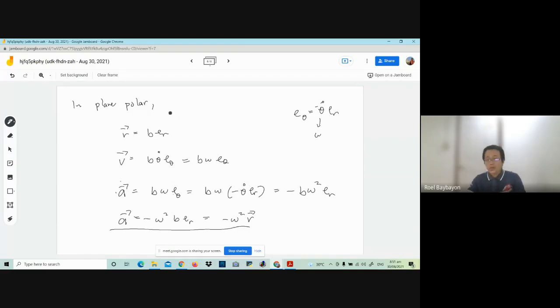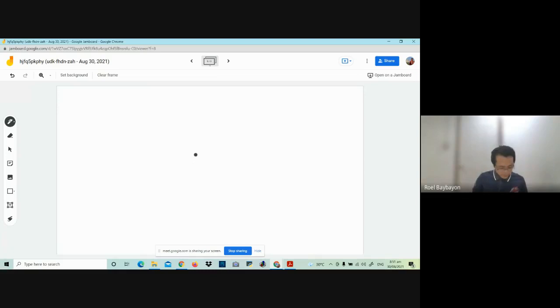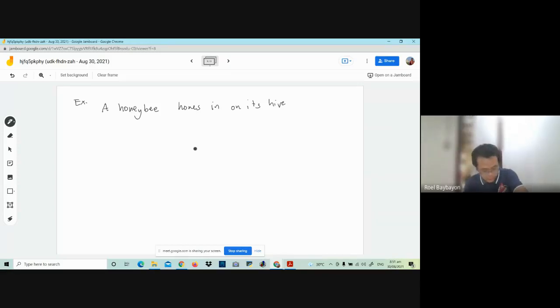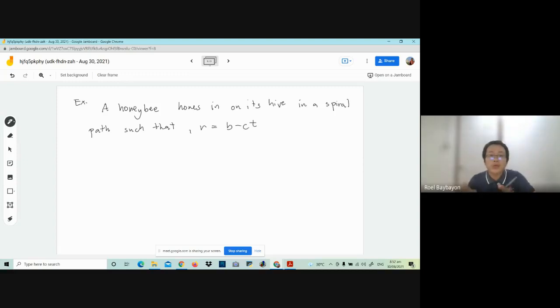Okay, last example, then we will have a seat work. Example: a honeybee flies on its hive in a spiral path, such that the radial distance is equal to b minus ct, meaning from time to time your r gets smaller, where b and c are constants.